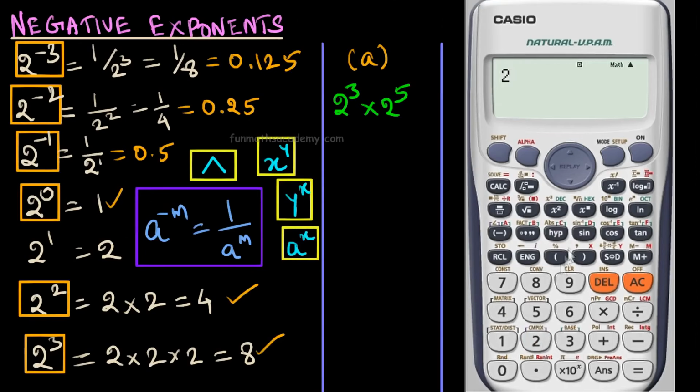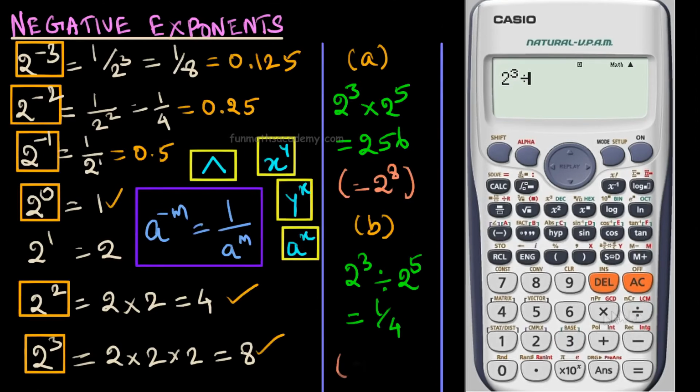Now let us press 2 power 3. Then click the right button to move the cursor from the index and press the multiplication sign and 2 power 5. Pressing equal to symbol, we will get the answer. In the same way, we can perform division also.